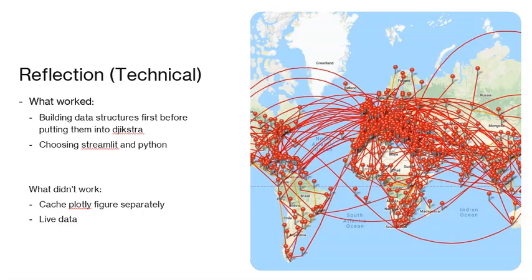Okay, and now reflection. This is the technical reflection; there will be two reflections, the technical and the personal. So, what worked? Building the data structures before putting them into the Dijkstra algorithm worked very well. Doing that in isolation, before wiring them into Dijkstra, was pretty good.